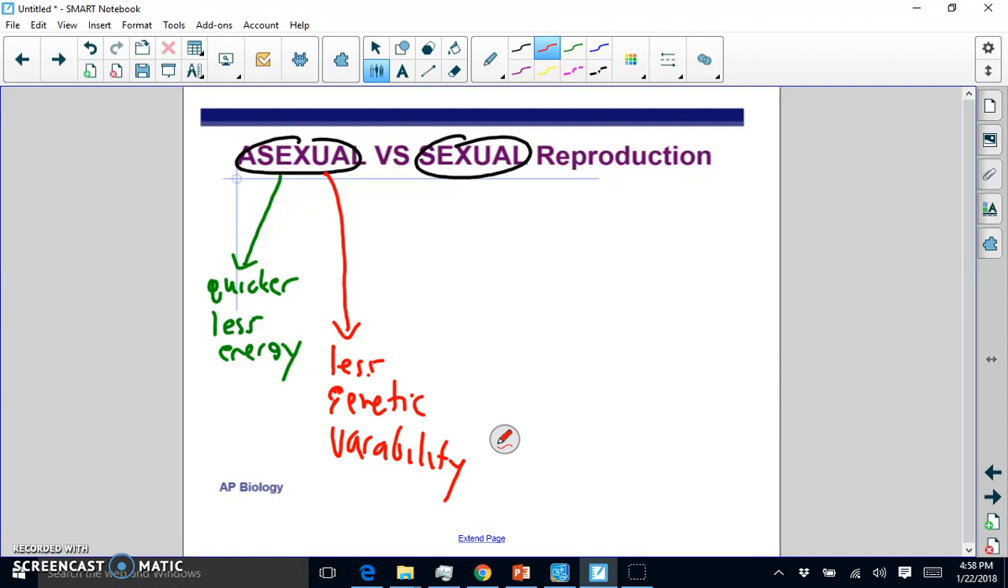evolution. So again, the benefits of asexual reproduction is that it's quicker, it requires less energy. Okay? The disadvantage of asexual reproduction is that it results in less genetic variability in the offspring. I guess I should put in offspring. Okay? Now, the disadvantages of... I'll go through the disadvantages first.